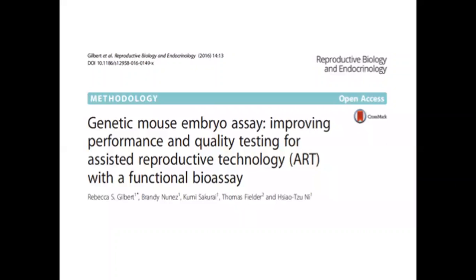So when we developed the genetic mouse embryo assay, MEGA, we did publish it in the Journal of Reproductive Biology and Endocrinology. This is the article published by the director of R&D, Rebecca Gilbert. If you are interested in more details on that, you can just find the paper, or we can share it with you.